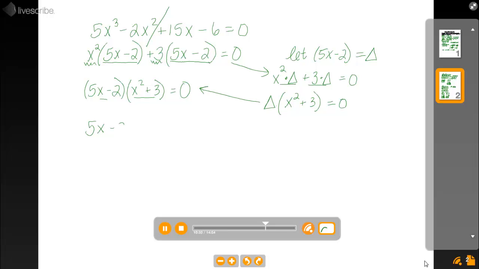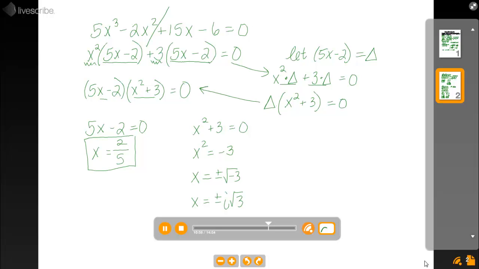Either 5x minus 2 equals 0, or x squared plus 3 equals 0. If 5x minus 2 equals 0, then x is 2/5. There's one of our solutions. If x squared plus 3 equals 0, then x squared equals negative 3. x equals plus or minus i root 3. How many solutions do we get? We got 1, 2, 3 solutions, which makes sense because we had a cubic equation. We needed to have 3 solutions.